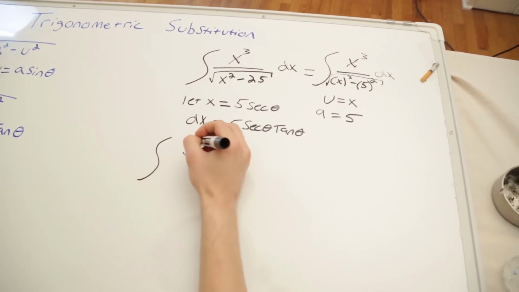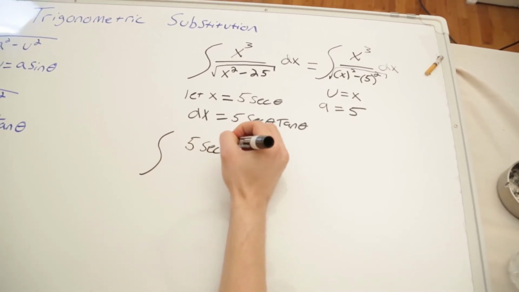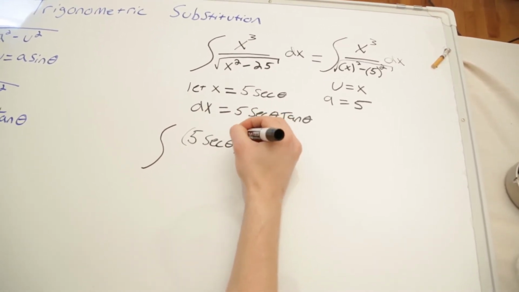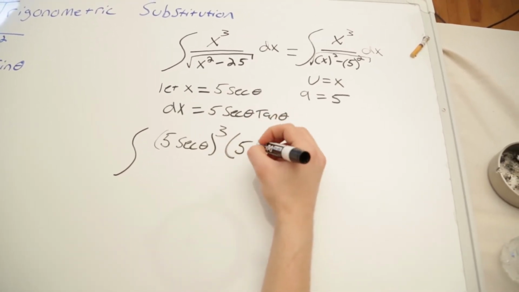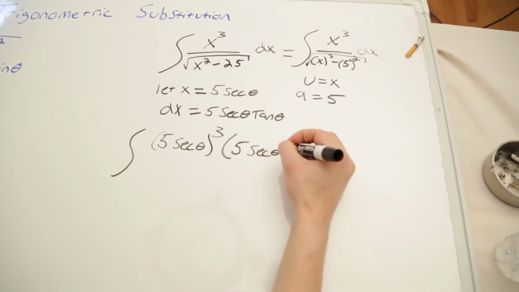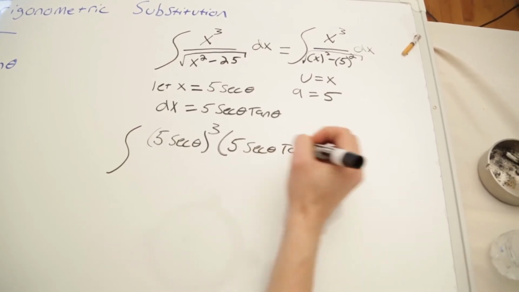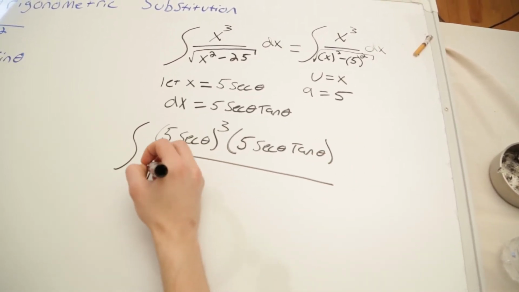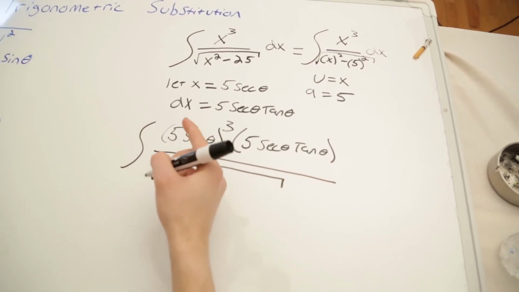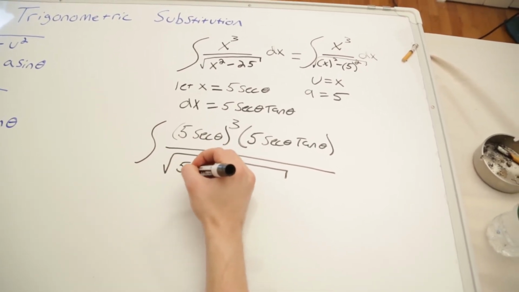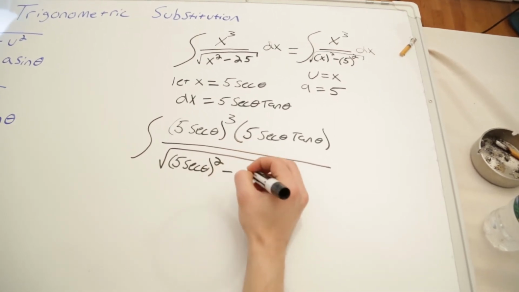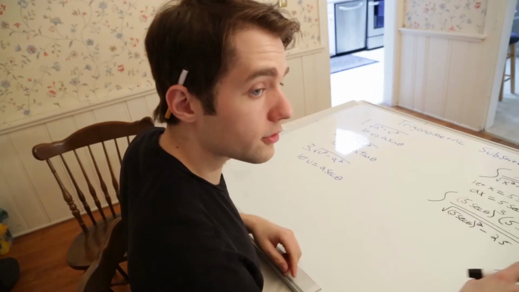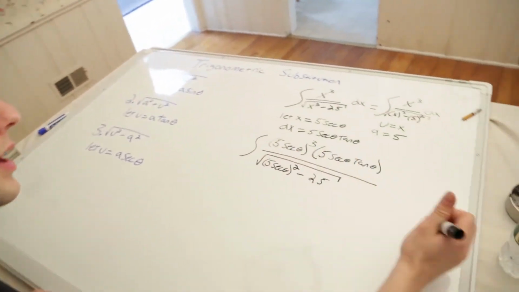So we're going to have 5 secant theta cubed times, don't forget dx, times 5 secant theta tan theta all over the square root of 5 secant theta squared minus 25. Let's do a little side work here and simplify this radical.